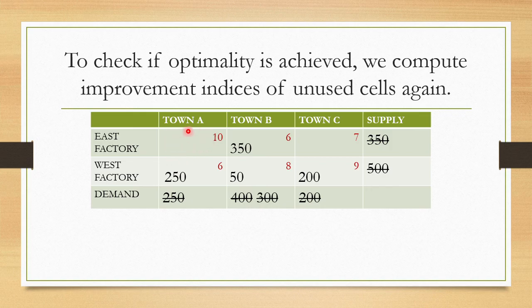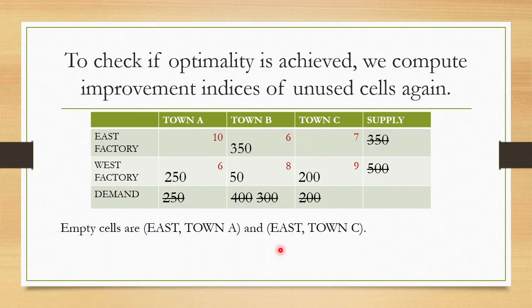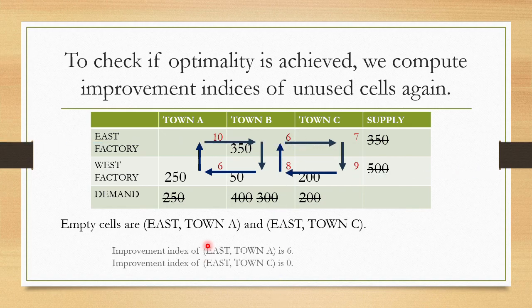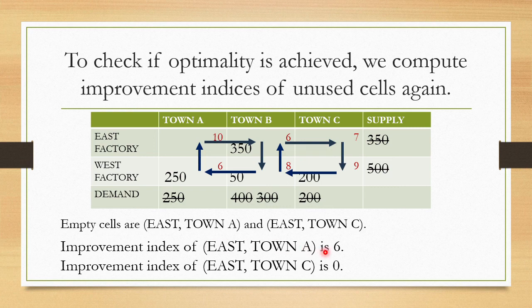The unused cells are East Factory Town A and East Factory Town C. So let's compute the improvement indices of these cells. So we have this closed polygonal path and this closed polygonal path. Computing the improvement indices, we see that there is no more negative improvement index.